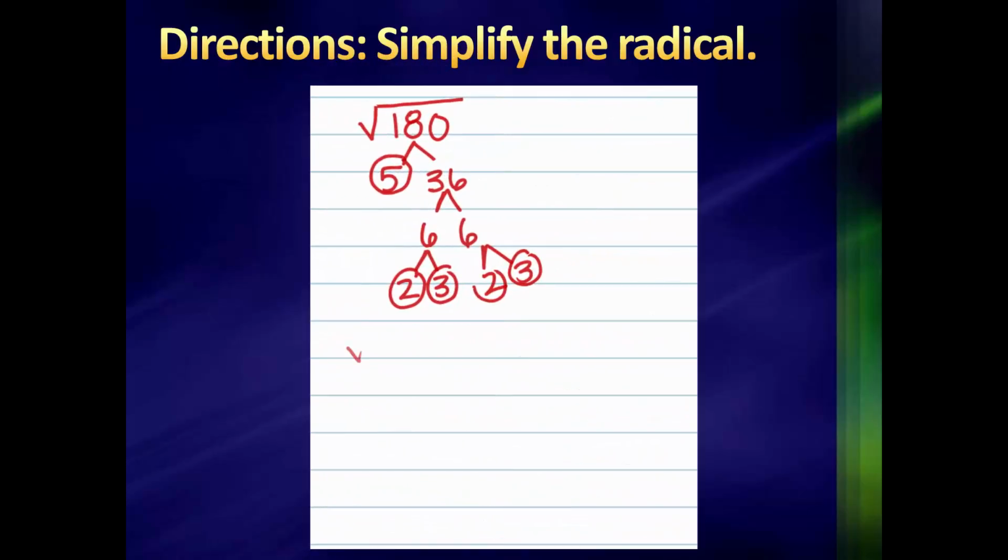Now I'm down to prime numbers. So I'm going to go ahead and put the big square root symbol, the radical symbol, and I'm going to put these numbers in numerical order. So I've got 2 times 2 times 3 times 3 times 5.